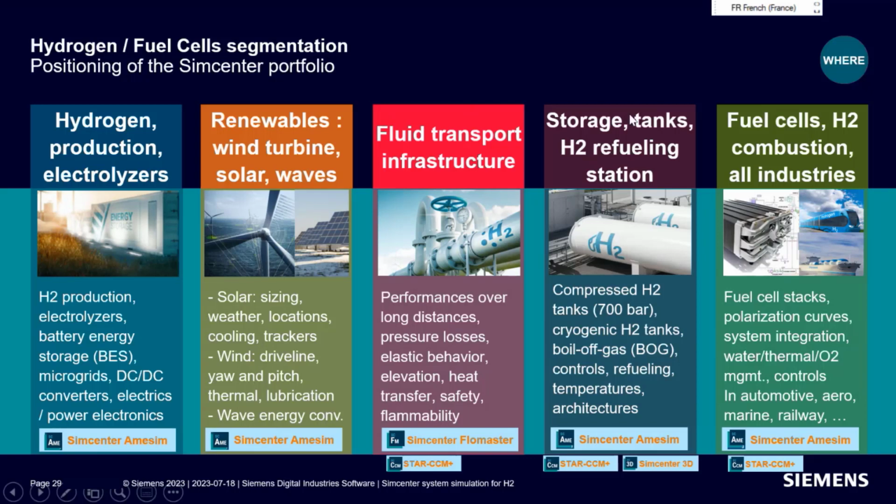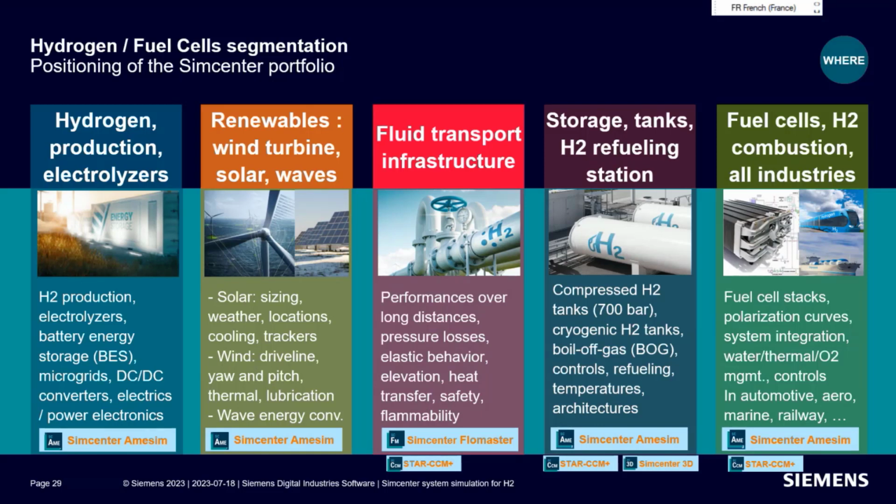For the fourth column about storage for tanks and refueling station, maybe something to mention for the tanks. So you can represent compressed hydrogen tanks. So typically this is for automotive industry at 700 bar, but for aerospace industry, the tanks are cryogenic tanks. And you need also to represent some phenomenon like the boil-off of gas, which is the separation of the parts of the liquid hydrogen and gaseous hydrogen. If you want more details, you can use again Simcenter STAR-CCM+ for 3D CFD.